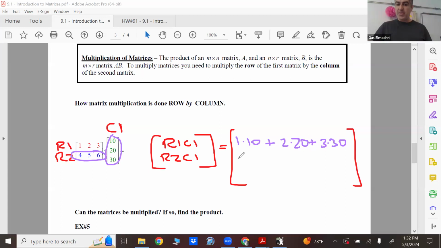So now we'll get this right this next time around. 4 times 10, 5 times 20, 6 times 30. My apologies. Okay. So you wind up getting 140 and 320, I think.